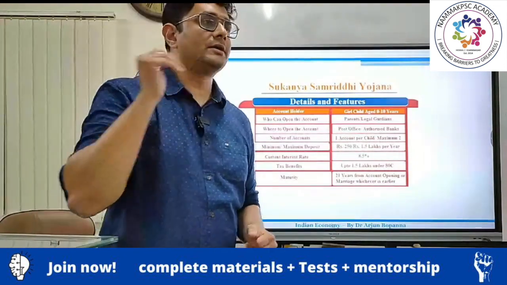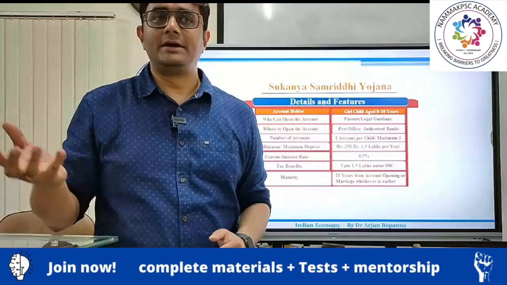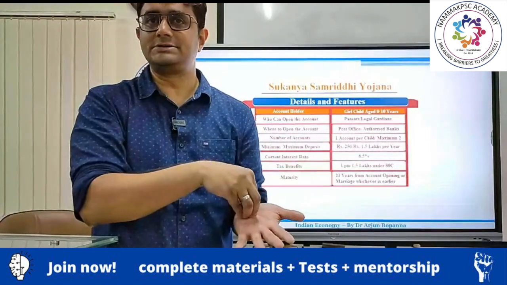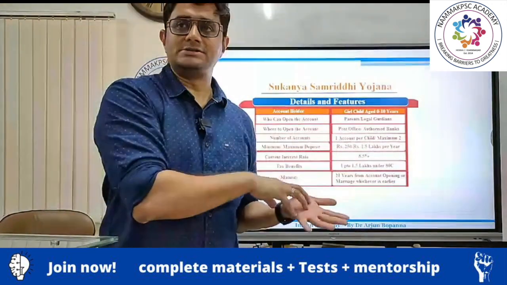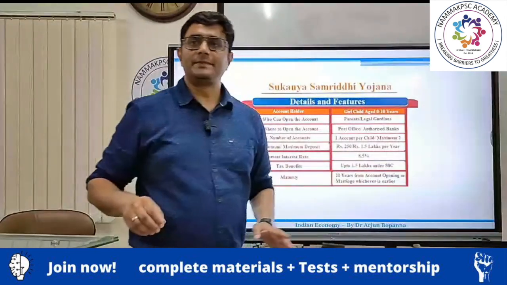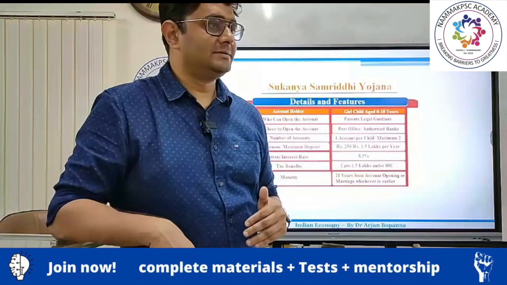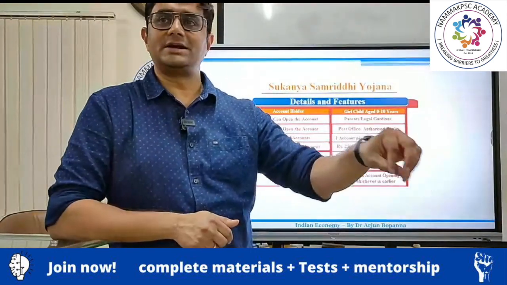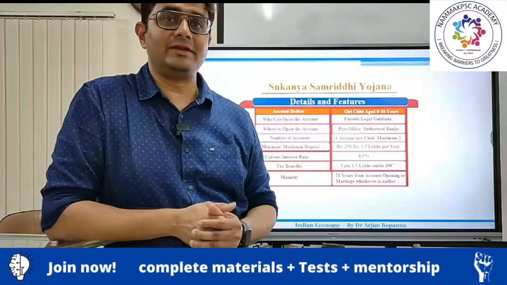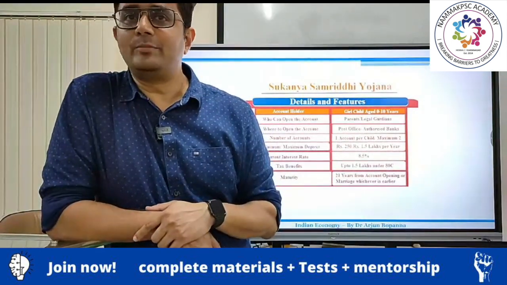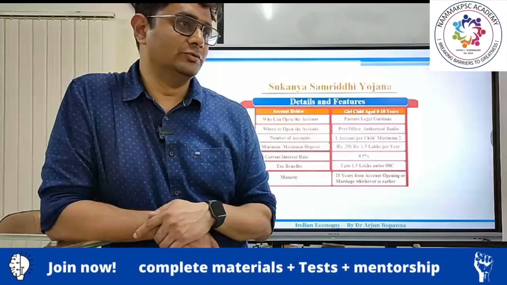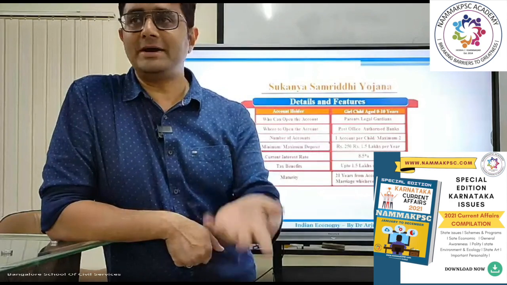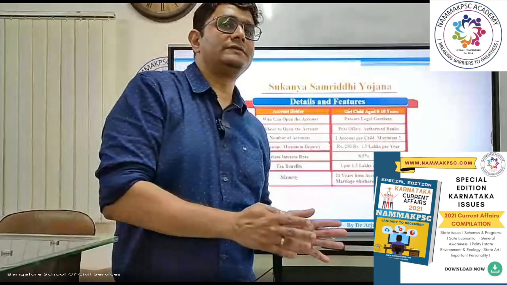So what is this? Basically, money is deposited in the name of the girl child in the post office or in any other recognized bank. They get 8.5% interest. Parents or guardians can invest anywhere from 250 rupees per year to almost 1.5 lakh per year, for which the government will give 8.5% interest. So what are you doing here? The beneficiary is depositing money with the government in the name of the girl child. The government is receiving this money. Let's say you are depositing 1.5 lakh rupees every year. That means the government is getting 1.5 lakh every year from you. So what kind of receipt is it? Is it revenue receipt or capital receipt?